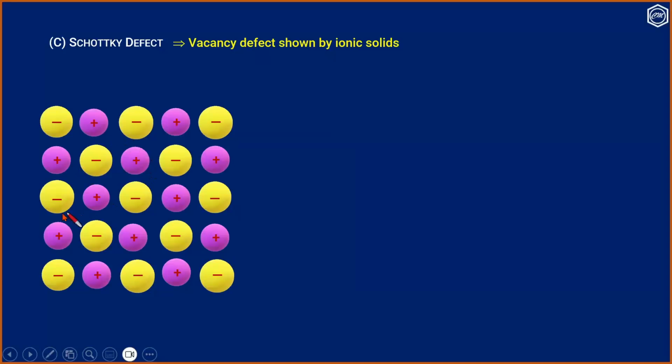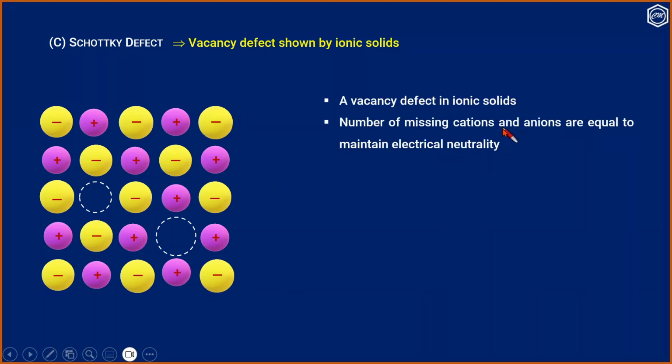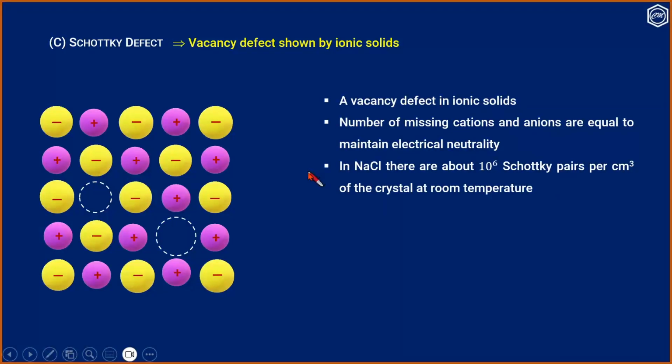So this is a perfectly ionic crystal. And suppose that a cation is missing. Now the anion must be removed from the position. The number of missing cations and anions are equal to maintain the electrical neutrality. In sodium chloride, there are about 10 raised to 6 Schottky pairs. Schottky pair means vacancies due to Na plus and Cl minus per centimeter cube of the crystal at room temperature. The defect decreases the density of the solid because of these vacancies.